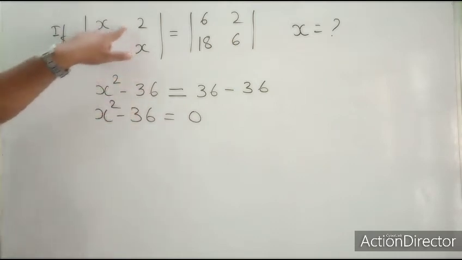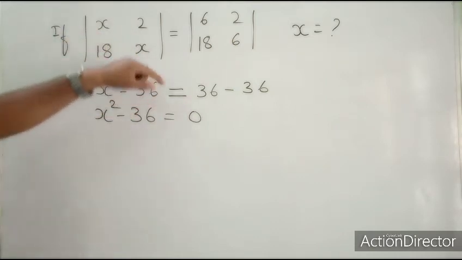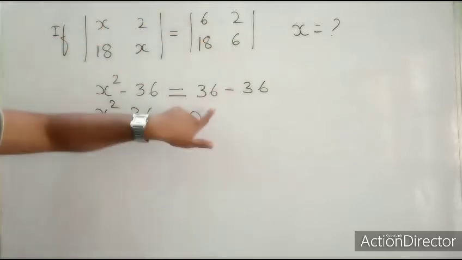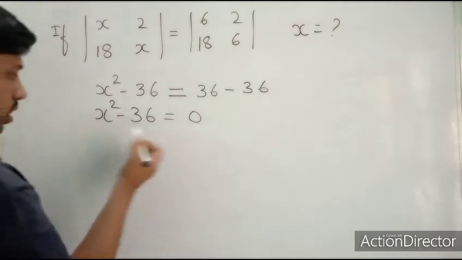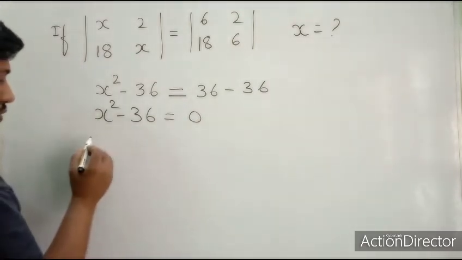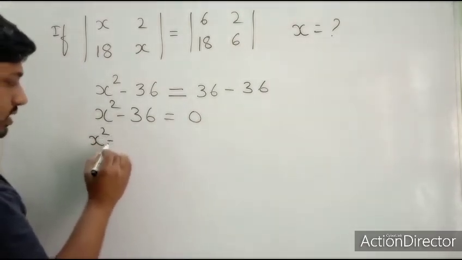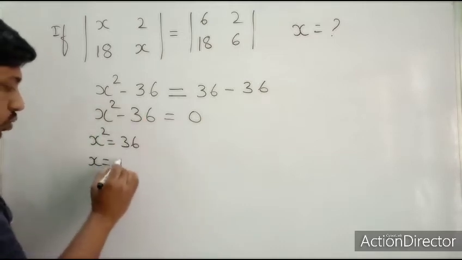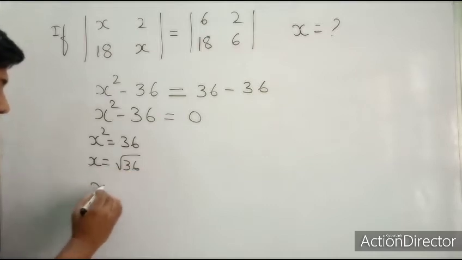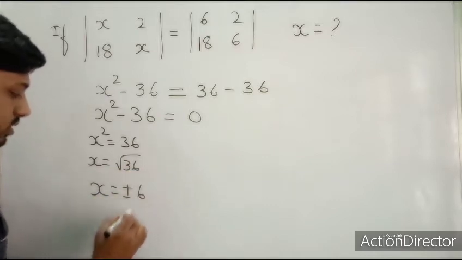If at all there was a minus sign, be careful while multiplying. Again, that is equal to 6 into 6 is 36 minus 18 into 2 is 36. We have got 0. So how to find the x value? Two types you can do. One thing, you can just shift this minus 36, it becomes plus 36. So x is equal to root of 36. That becomes x is equal to plus or minus 6.